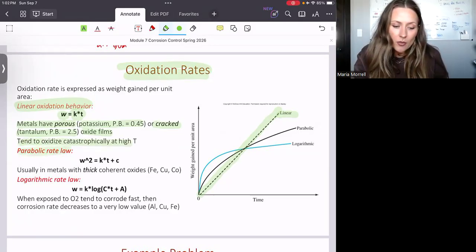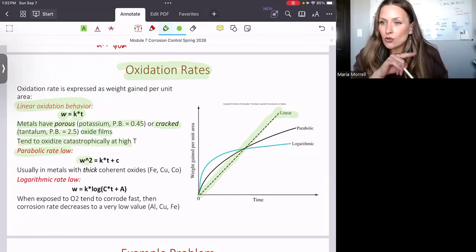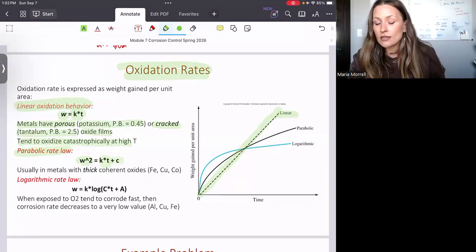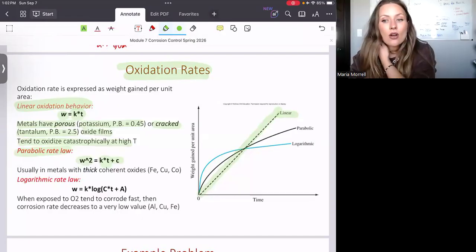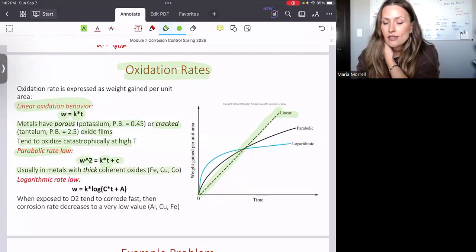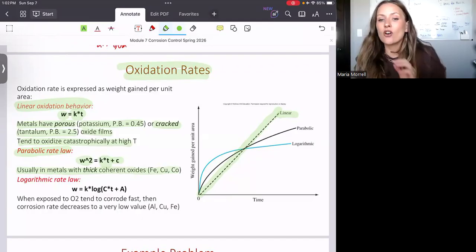Now, the parabolic rate behavior, where you will have the weight squared, right? Because you're looking at the parabolic behavior, and again, you will have KT plus C. At some point, you may assume that the constant, like in this particular scenario, would be zero, right? But usually, this behavior is in metals with thick, coherent oxides, and this is going to be iron, copper, cobalt.